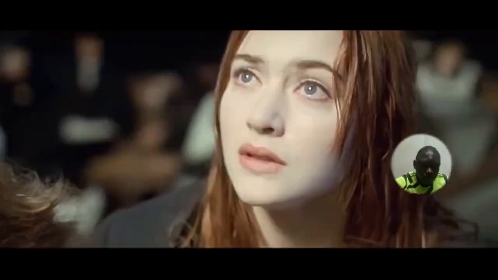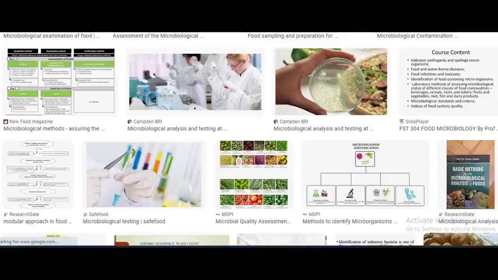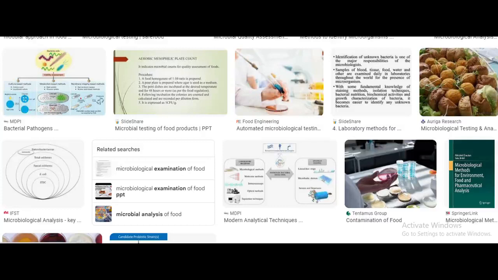Although E. coli cannot usually grow in water in temperate countries, it can grow in the richer environment provided by many foods.